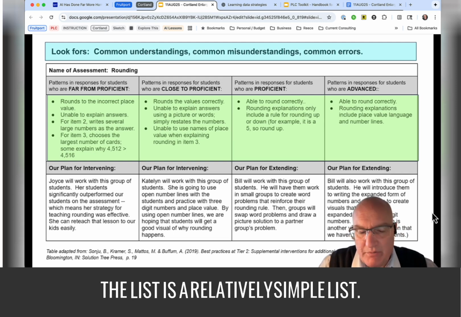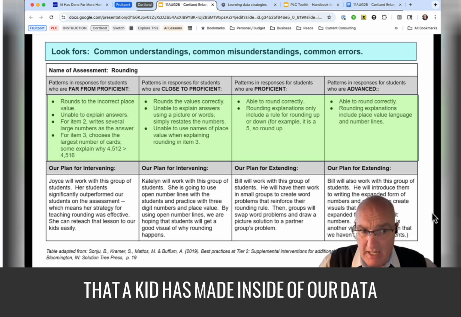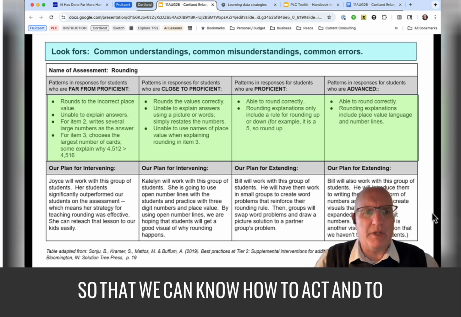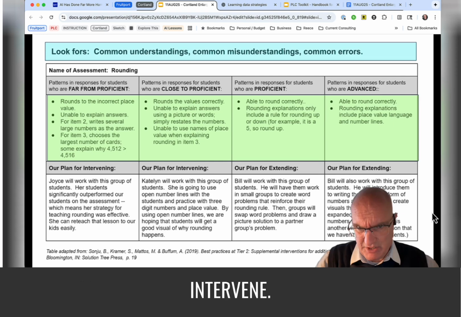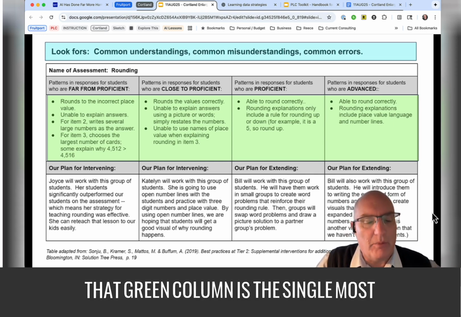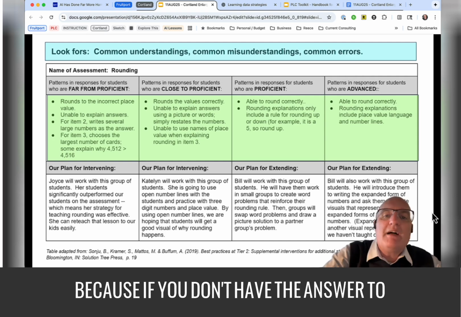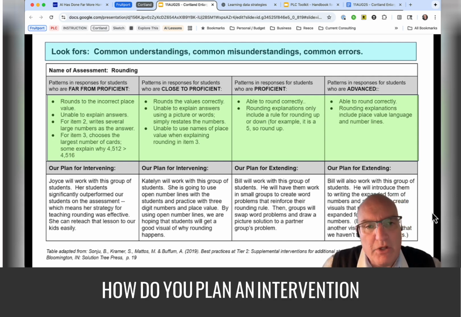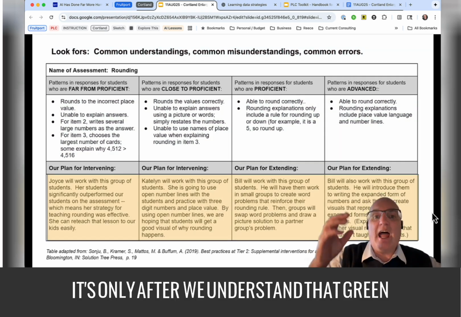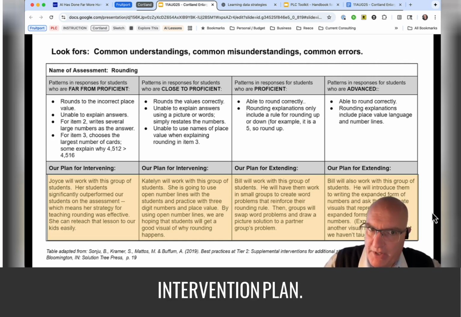The list is a relatively simple list. We're not looking for every single mistake that a kid has made inside of our data table. We're just looking for the common things so that we can know how to act and to intervene. Now, to me, that green column is the single most important column when it comes to analyzing data. Because if you don't have the answer to those questions, how do you plan an intervention that's meaningful? It's only after we understand that green column that we can really come up with an intervention plan.